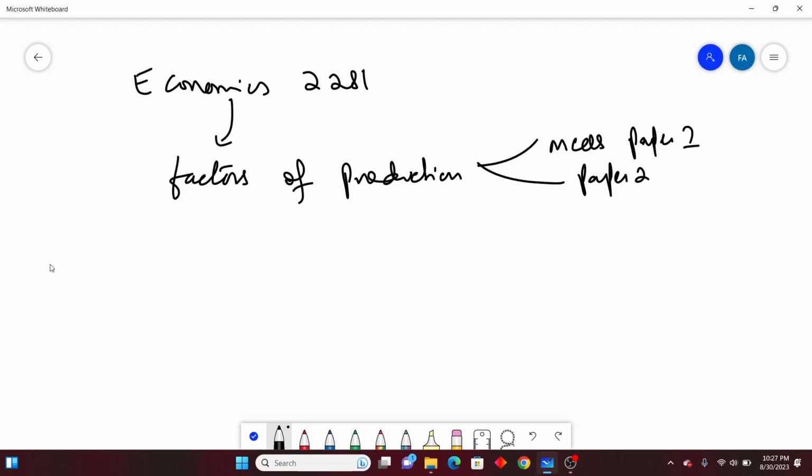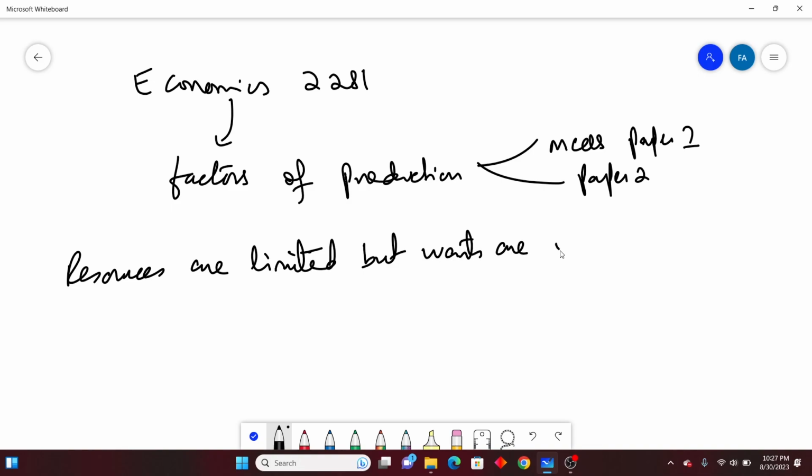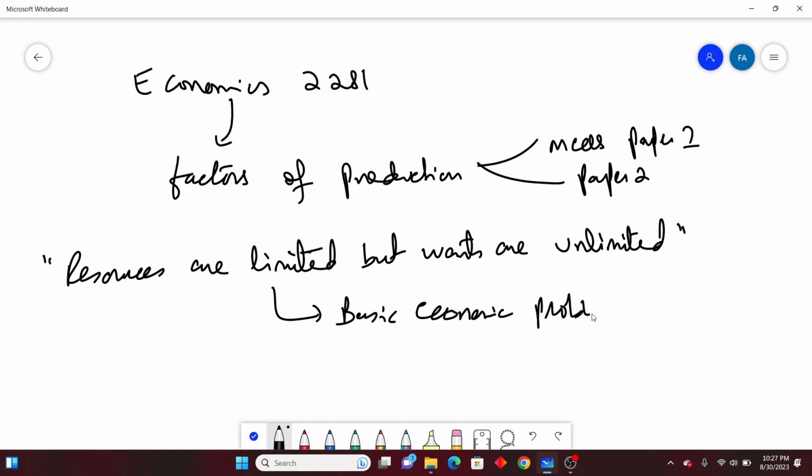But we have started this in the first chapter: resources are limited, but wants are unlimited. This is very important. What do we call this? We call this the basic economic problem. So when we talk about resources, we talk about factors of production. Basic economic problem, and resources are factors of production.